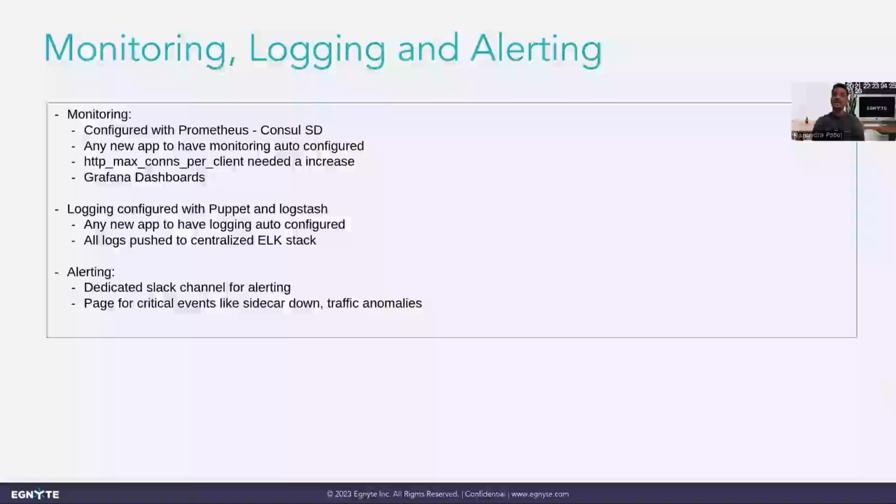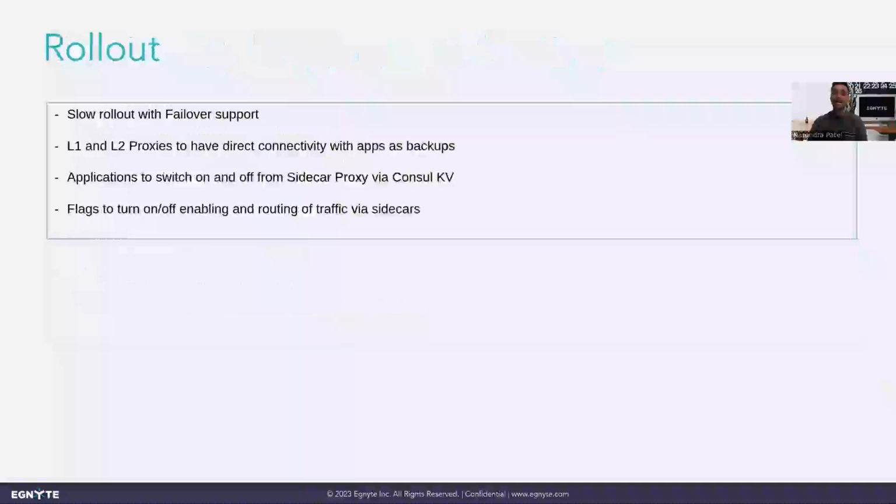For alerting, we have dedicated Slack channels for alerting. We also get paged for critical events like sidecar down or traffic anomalies. So we have ensured that while we have a strong service mesh solution which takes care of all the important aspects, we have also ensured strong monitoring, logging, and alerting, so that we do not allow any issues to seep into the end customers. So we have taken care of that.